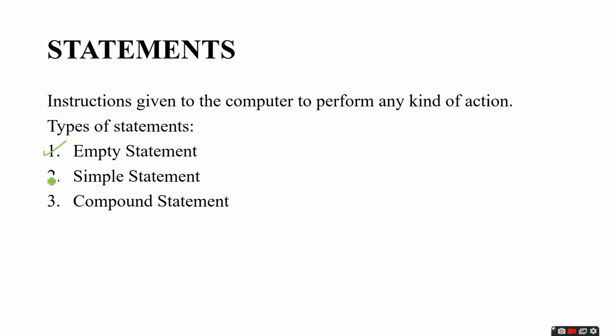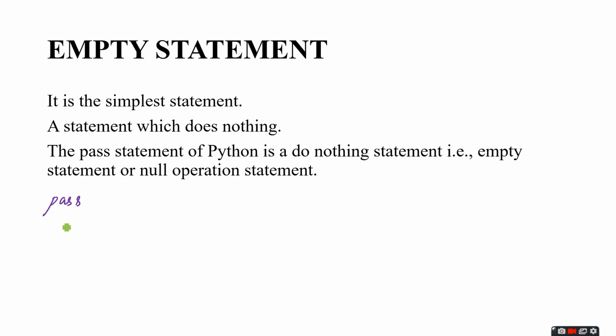First one is the empty statement, second one is the simple statement, and third one is the compound statement. So we can learn about the empty statement. Empty statement means if you are writing pass, then it is an empty statement. It is the simplest statement, and this statement does nothing. There is no work for this statement. It is a do nothing statement. That is the empty statement. So the pass statement of Python is a do nothing statement, that is empty statement, also known as null operation statement.